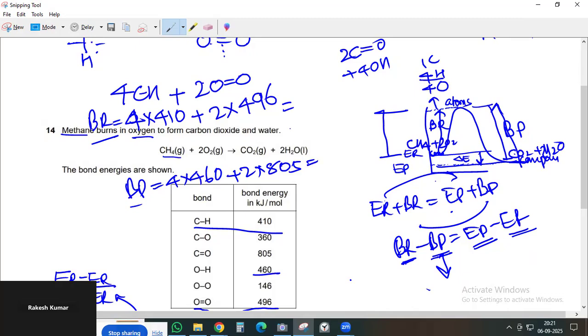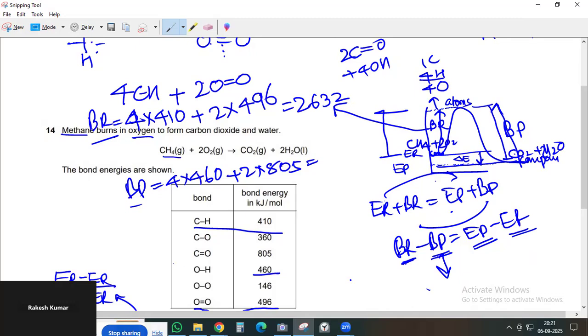So what is this? This is 4 into 410 plus 2 into 496. This is 2632. That means this value is 2632. You will have to do a cross check: 4 into 410, and two bonds of 496 broken, okay.